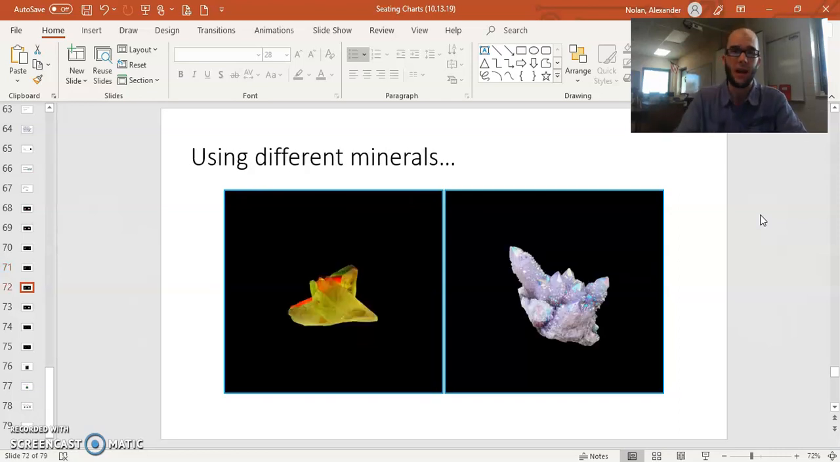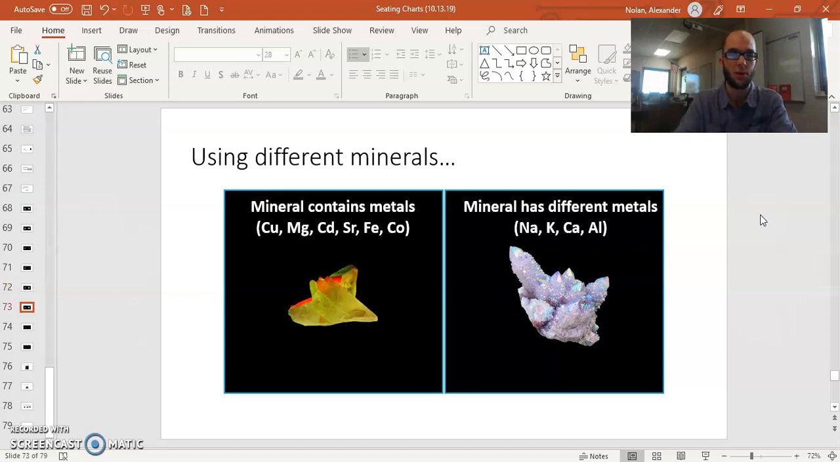Another biggie, which seems obvious, but we just have to address it to make sure we know what we're talking about. Crystals are made from minerals, and if you have different minerals present in the crystal, you're going to get different properties. In these examples that I show you here, if the mineral contains certain metals, it's going to end up with not only a different shape, a different size, a different crystal structure, it's also going to end up with different colors.